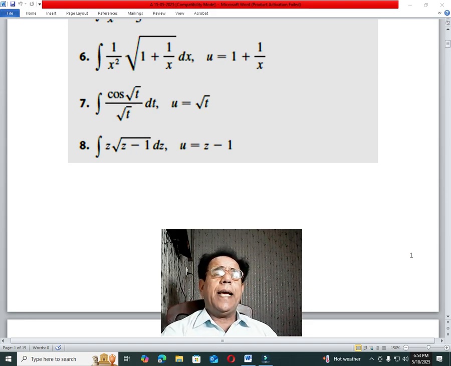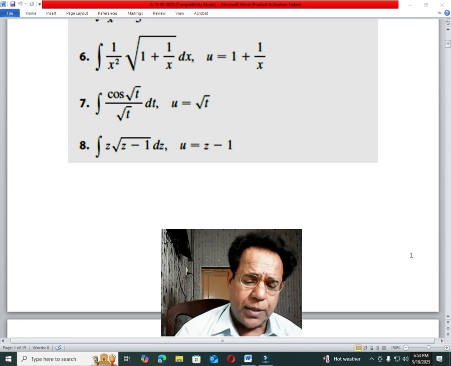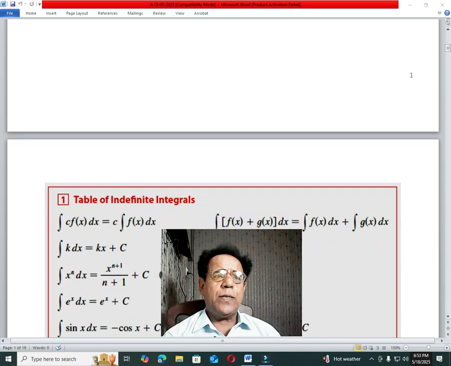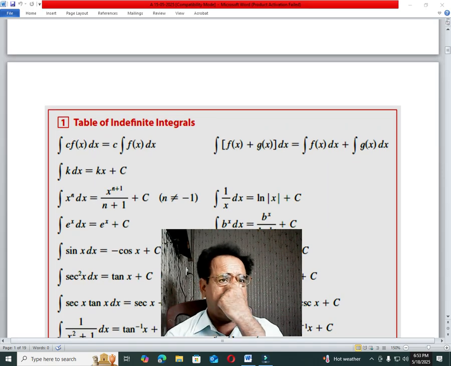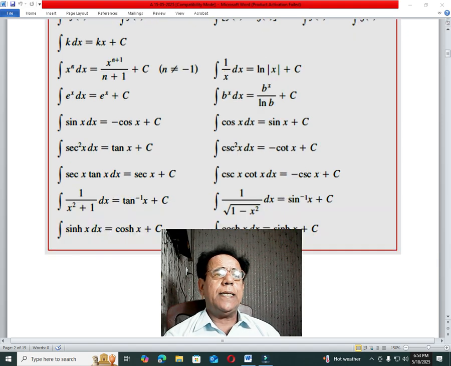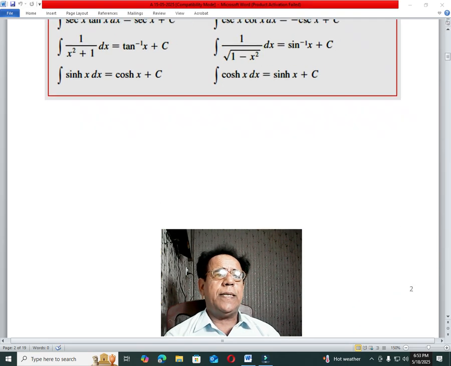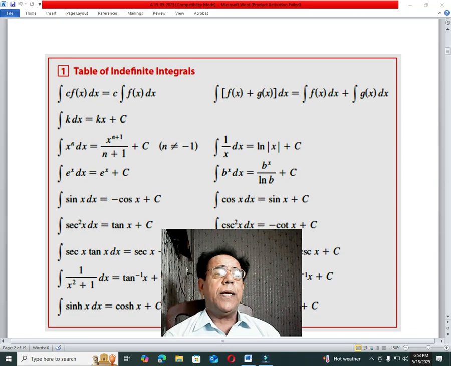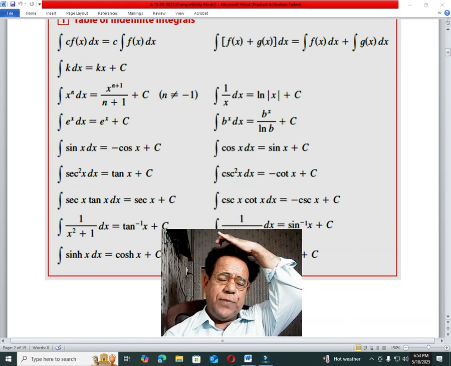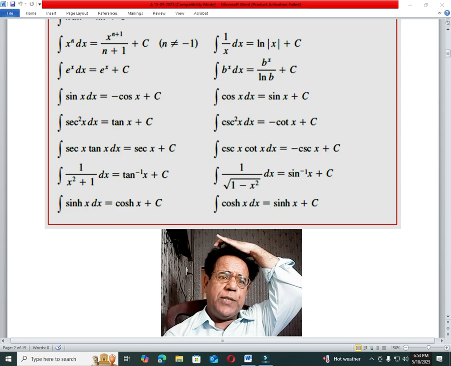Dear students, as usual, before coming to the solution in a formal manner, we will first go through several snapshots, which are copy-paste versions, which will provide us a foundation for understanding these 8 problems. The first snapshot is about the table of indefinite integrals. Our 8 problems will be solved according to these formulas.